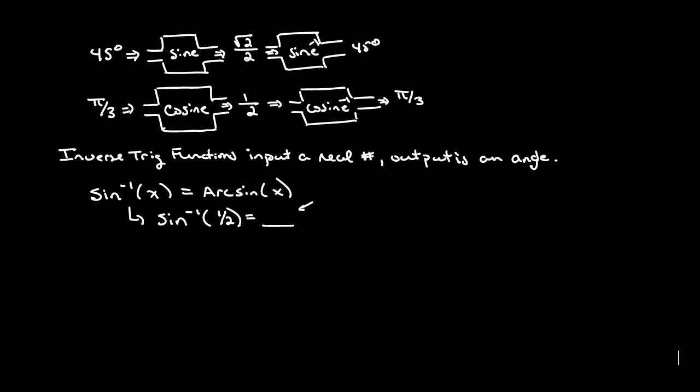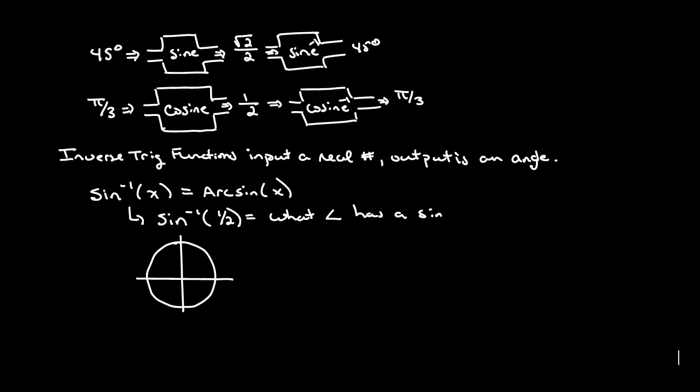Here's the problem. If you take a look at the unit circle, and you ask, how we read this right here in words is, what angle has a sine value of 1/2? That's how you read this. What angle has a sine value of 1/2? If you read it like that from here on out in the course, you'll be fine. So what angle does have a sine value of 1/2?